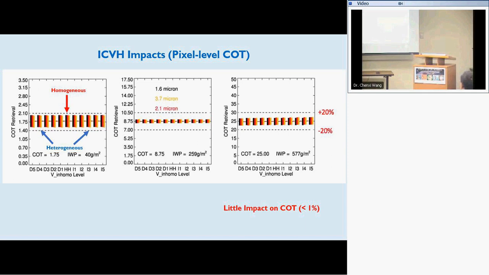In this panel, the x-axis means different profiles. You have homogeneous clouds in the middle, and you have severely inhomogeneous profiles on the two sides. On this side, you have small particles near cloud top. On this side, you have large particles near cloud top. The error bar means retrieval uncertainty, and the different colors mean different retrieval channels. So you can see that for COT retrieval, there's very little impact from the ICVH. The curve is always flat. It is independent of ICVH.